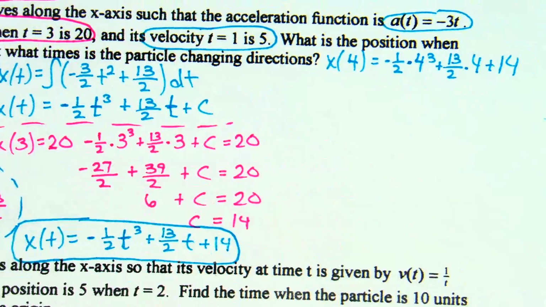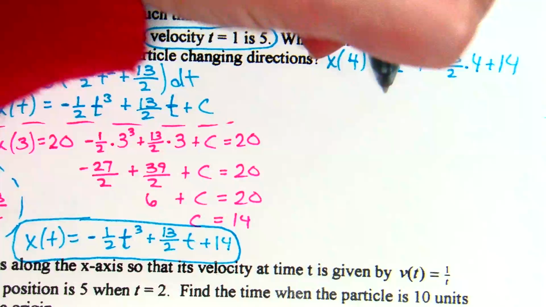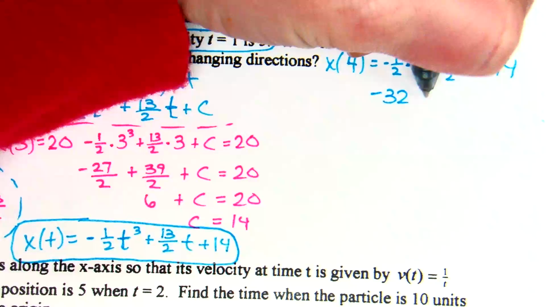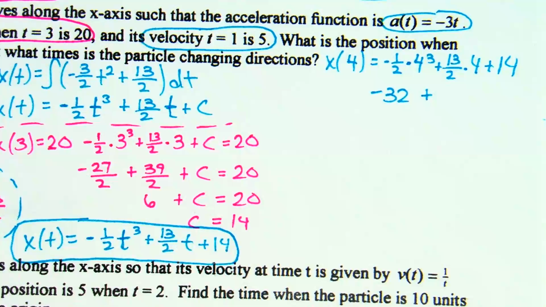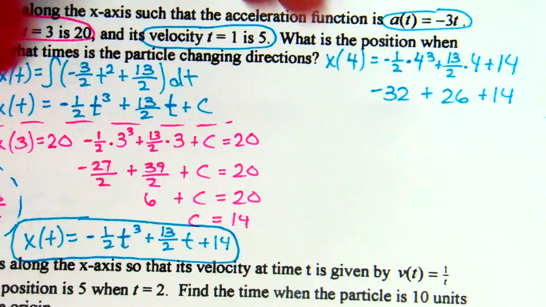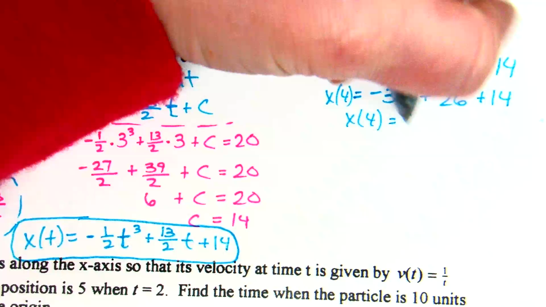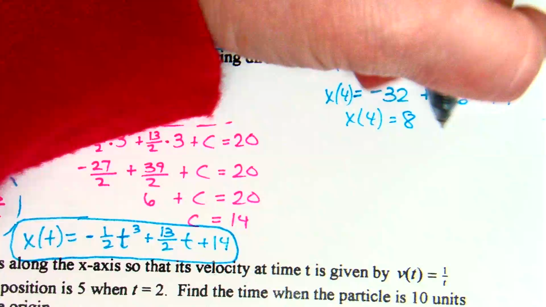And let's see, 4 cubed, 64 times negative 1/2, negative 32. 13 halves times 4, so a factor of 2 cancels. 13 times 2 is 26, plus 14. Negative 32 plus 26 is negative 6, plus 14 is 8. And that would be 8 units.